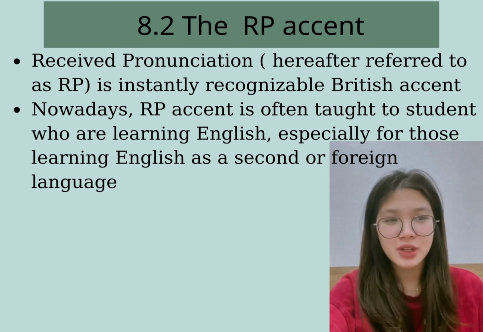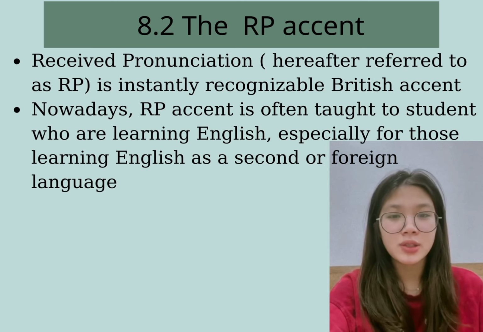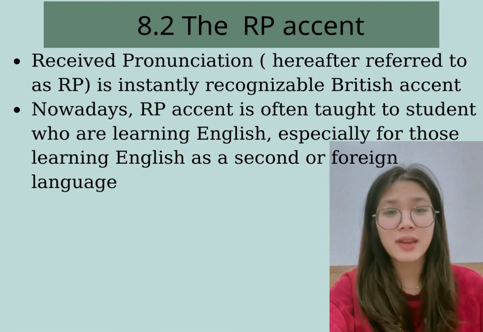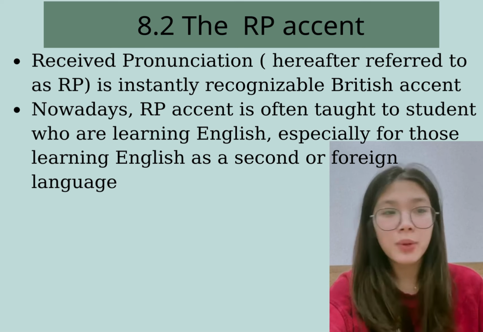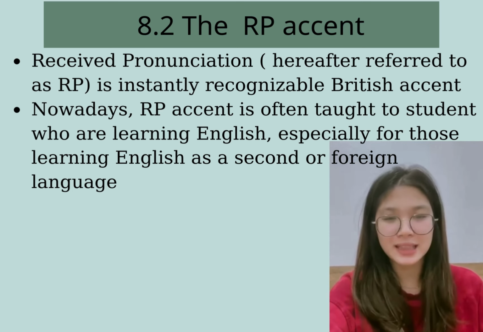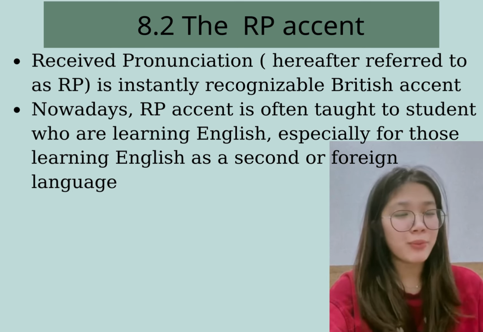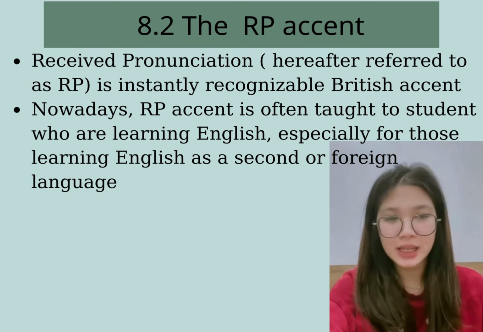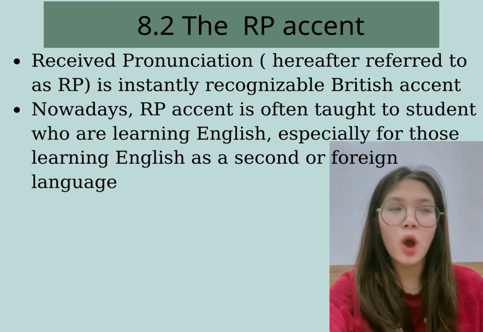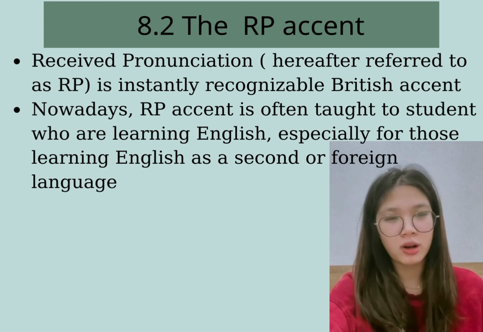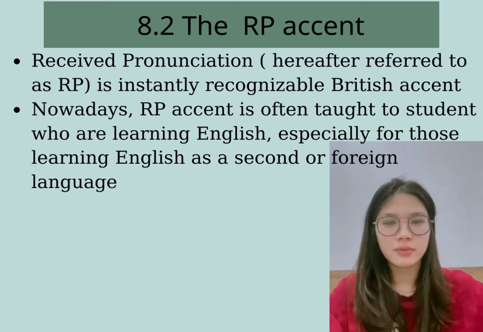Received Pronunciation, hereafter referred to as RP, is the instantly recognizable prestige accent. Popular labels for this dialect include the Queen's English, Oxford English, or BBC English. The Queen, for example, speaks an almost unique dialect of English, and English spoken at Oxford University or on the BBC is no longer limited to a single accent.